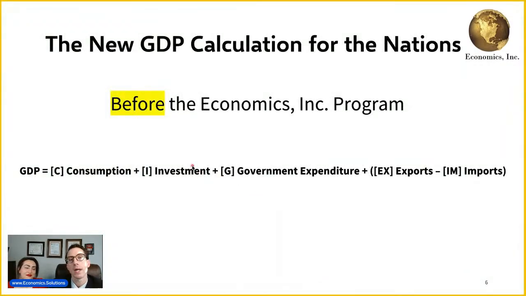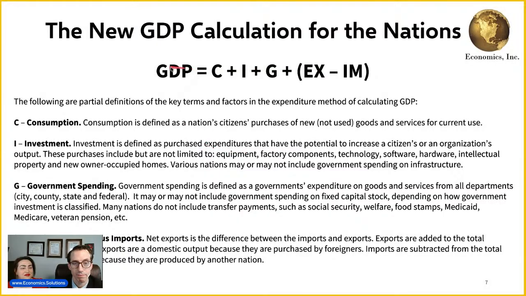Now, what is a GDP calculation that is used within the nations as a general baseline, a guideline? Well, here it is. It's called the expenditure method. So here, before the Economics Inc. program, we have C for consumption, I for investment, G for government expenditures, plus EX minus IM, exports minus imports. That's a good baseline if any country or state wants to do an assessment on GDP. Now, here's the definitions of them.